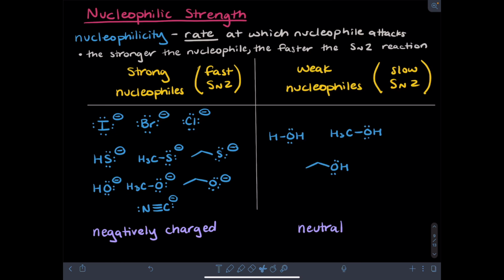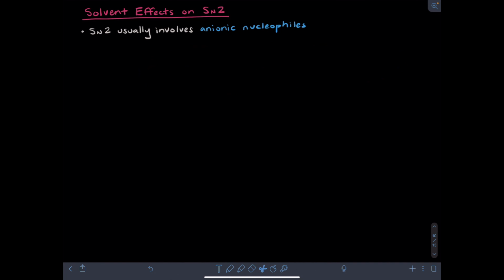In contrast, weak nucleophiles will undergo slow SN2 reactions, and weak nucleophiles will tend to be neutral molecules. Because they have less electron density compared to anionic molecules, neutral molecules like water or alcohols are going to be slower in reacting by an SN2 mechanism. The last trend I want to discuss has to do with the solvent that you're performing the SN2 reaction in.